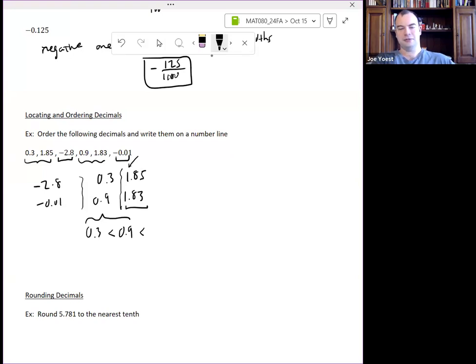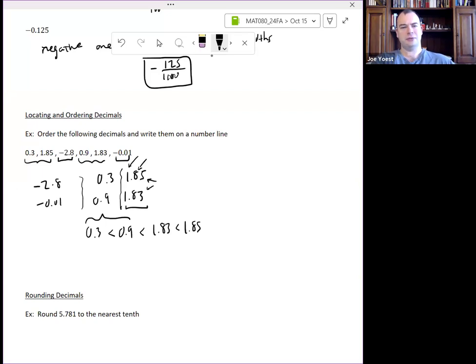Now these both have one whole. They both have 8 tenths. They're tied on the tenths. So now we go down to the hundredths. Well, the 1.85 has more hundredths than the 1.83. They're tied on the wholes and the tenths. It comes down to the hundredths to make the decision. And there we go.